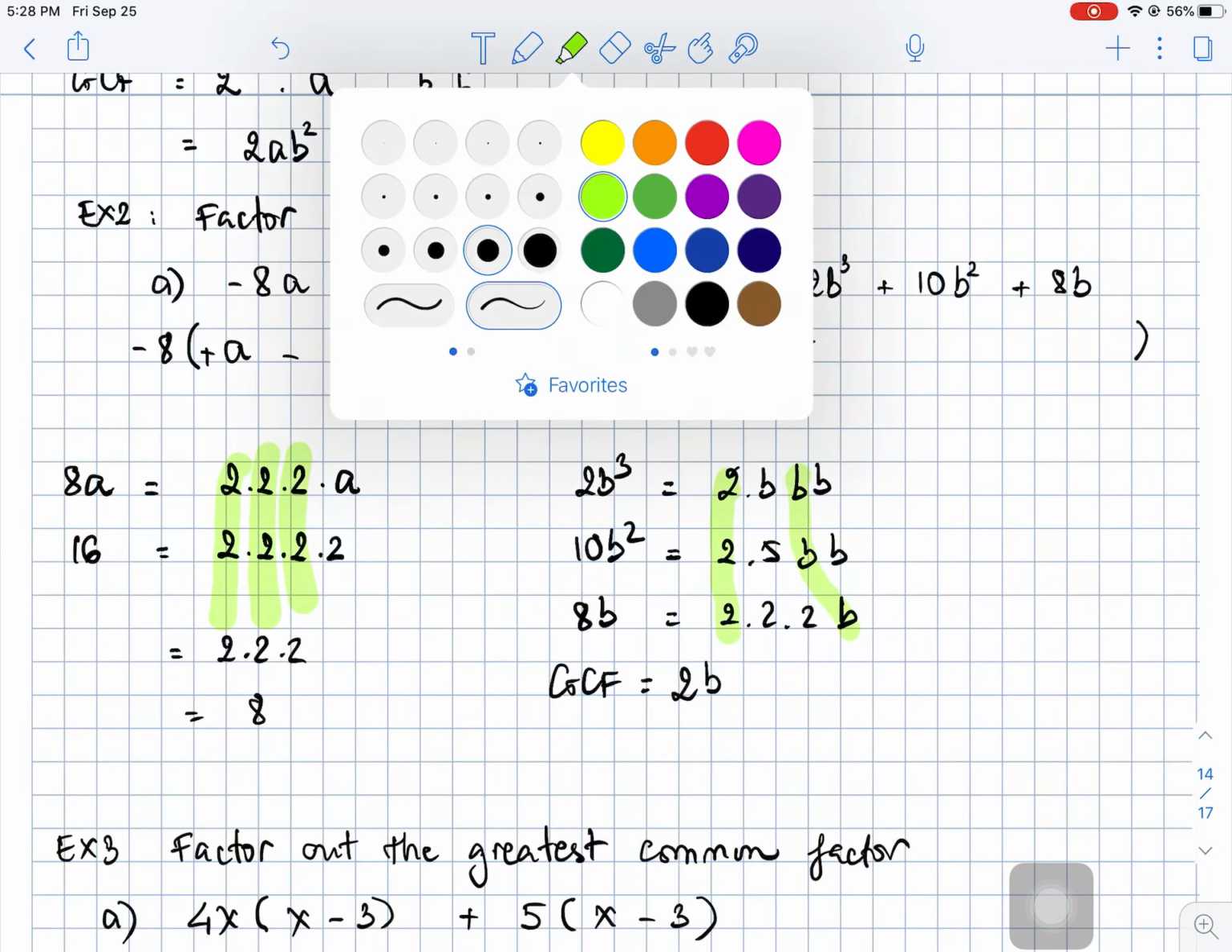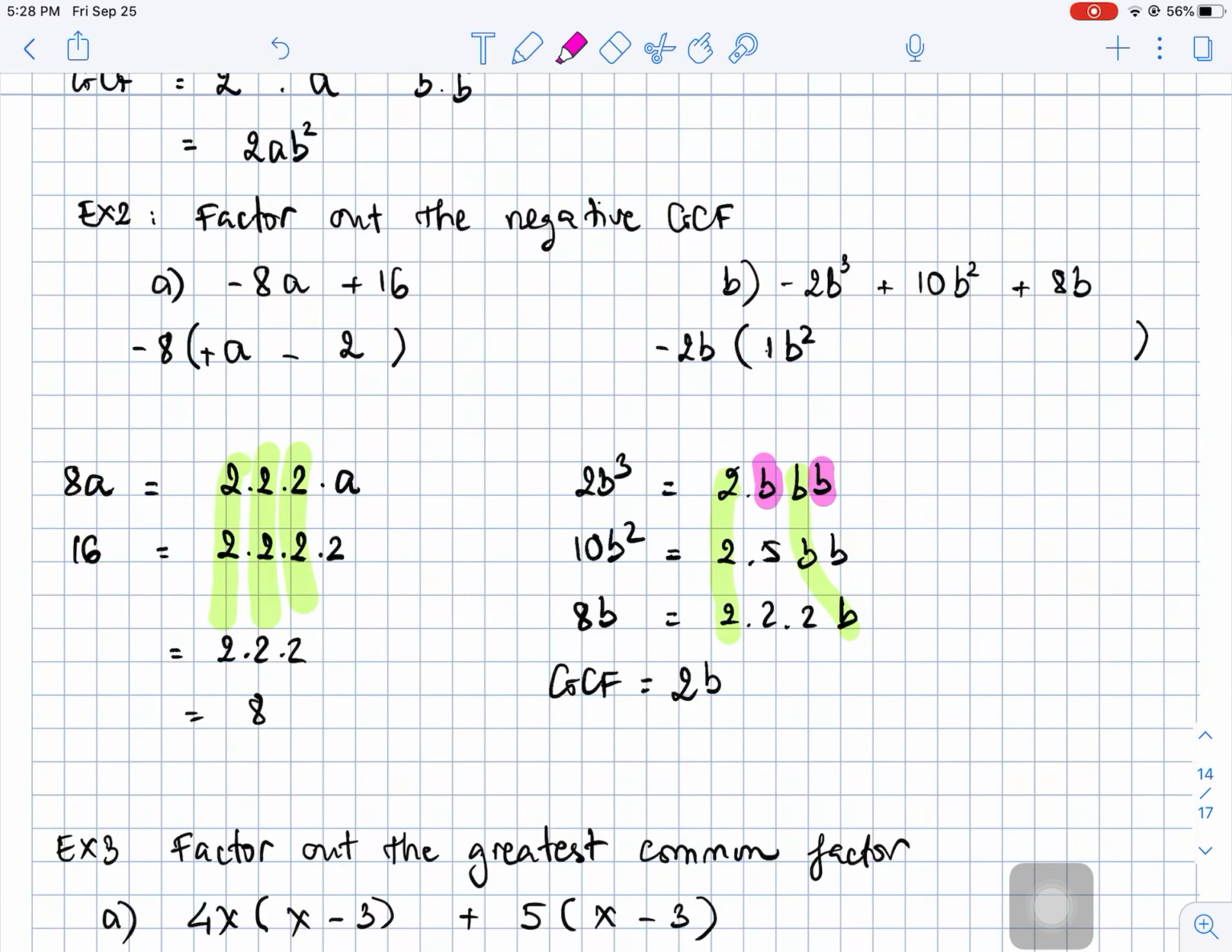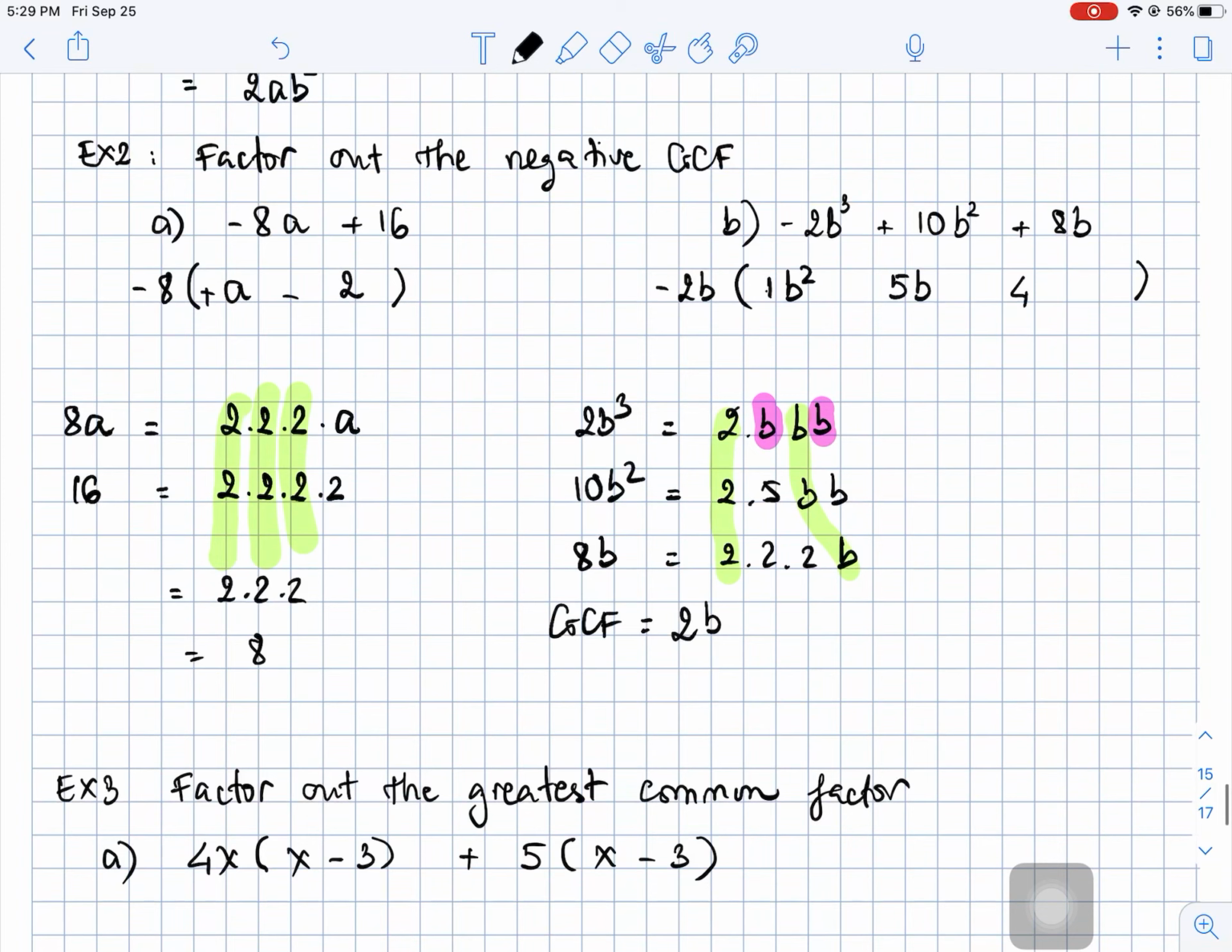Negative 2 goes into negative 2b cubed... negative 2 goes into 2 one time. b goes into b cubed is b squared. Or you can look at the breakout and see that you have b squared left. Then we do the sign later, okay? So 2 goes into 10 is 5, and then b goes into b squared is b. 2 goes into 8 is 4, and b goes into b is 1 time. Now you just put minus for everything.